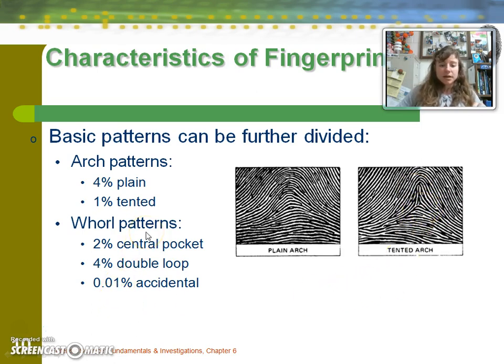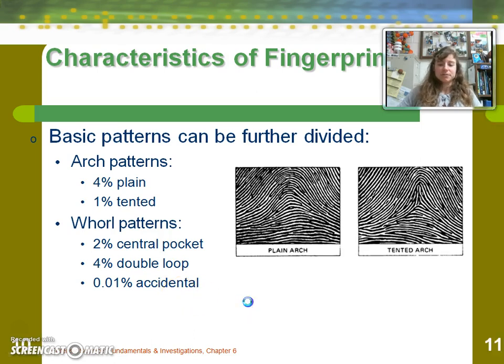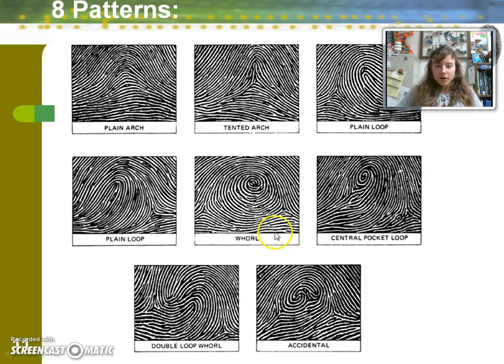Also whorl patterns. A central pocket is 2%, I'll show you one of those in a minute. A double loop whorl is 4%, and an accidental is 0.01% of the population. Since we were just talking about whorls, we'll jump to that. The central pocket loop is a type of whorl, and you see that it has the circle forming here. The trick is that if you find the deltas tucked away under that whorl, that's called a central pocket. I think of it like it's in the pocket, away from the main part.